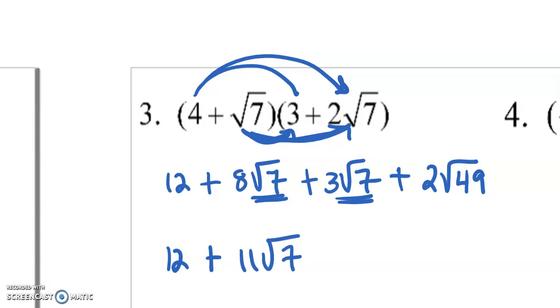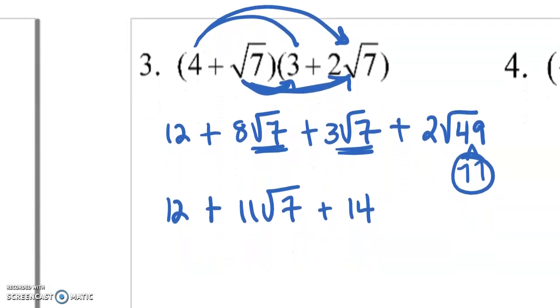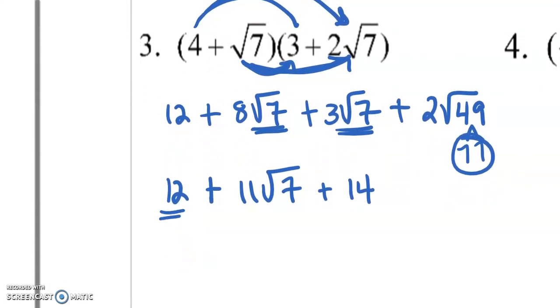Please note you're not multiplying them. You would check later to see if 7 breaks down, but I know it doesn't. Before I do anything else, though, I know that the square root of 49 is 7. And 7 times 2 actually gives me the number 14. And so then now I can combine 14 and 12 and get 26 plus 11 root 7.